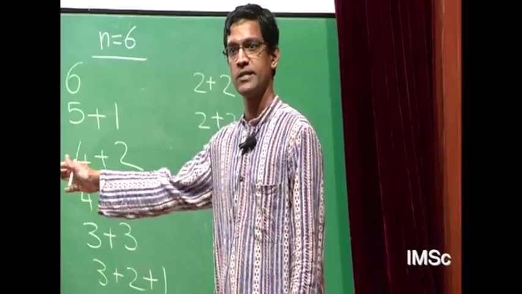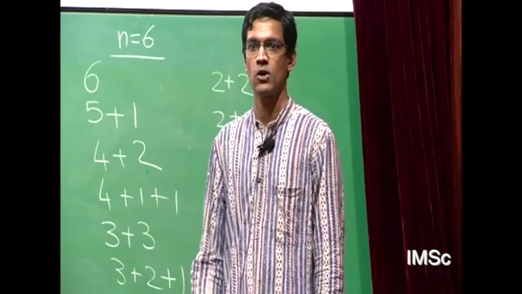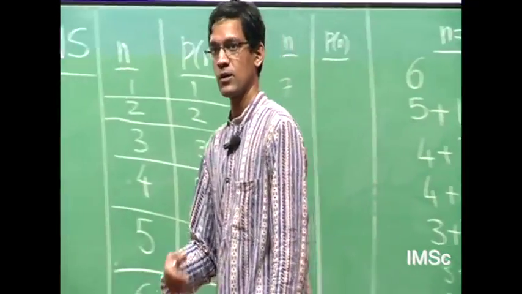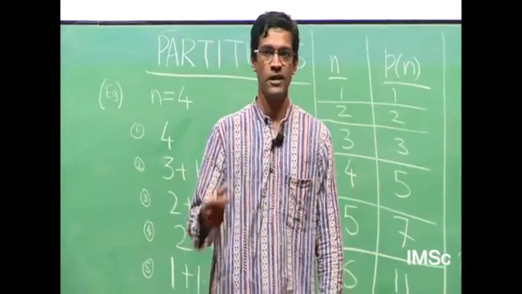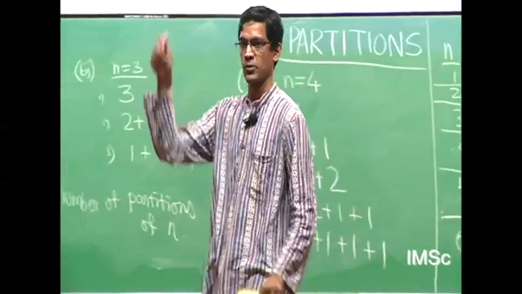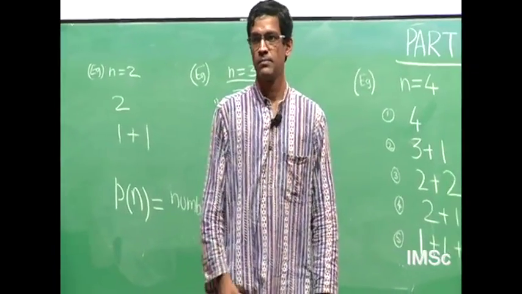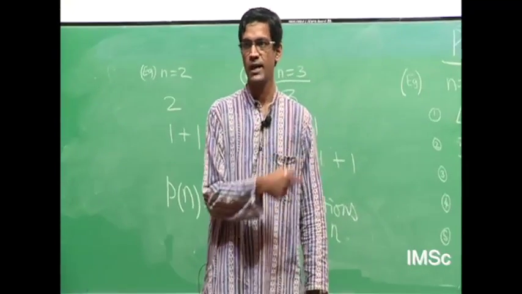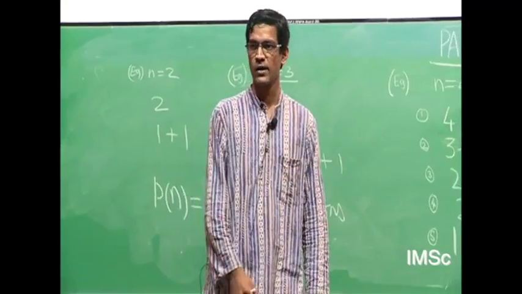But P of 200 is an insanely large number. It's already a very, very large number. And so the partition function in fact grows extremely fast. It has this exponential growth. There are a few more things that I probably want to say about this, but I'll come back to it at the end of the talk.